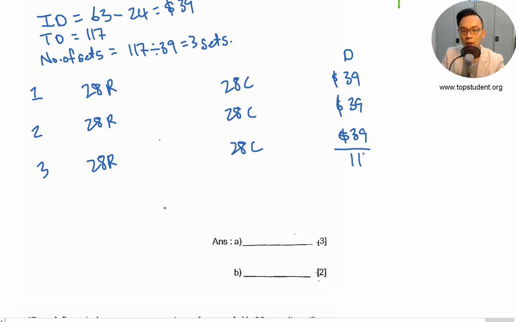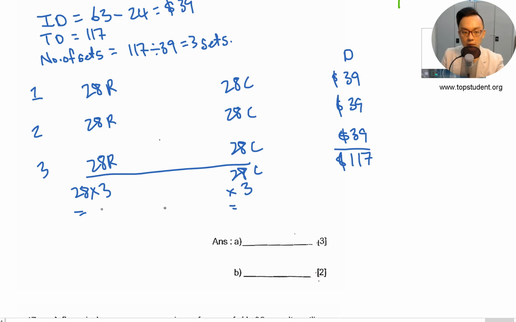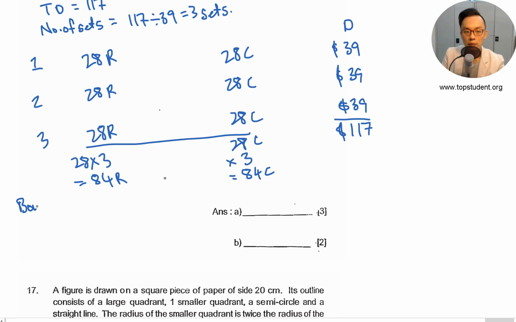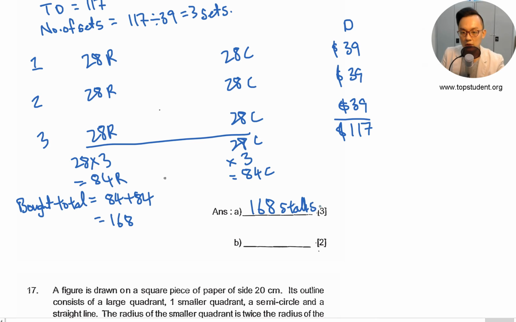In total, I have a 117 difference, and therefore the number of flowers that I have is 28 roses times 3 and 28 carnations times 3, which is 84 roses and 84 carnations. My question is asking how many stalks of flowers she bought altogether. So the total number of stalks is 84 plus 84, roses plus carnations, which is 168. So it's 168 stalks of flowers.